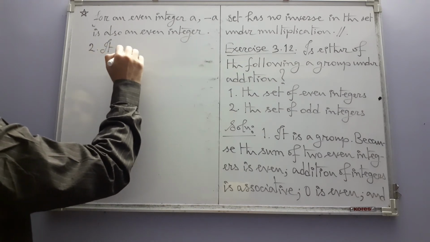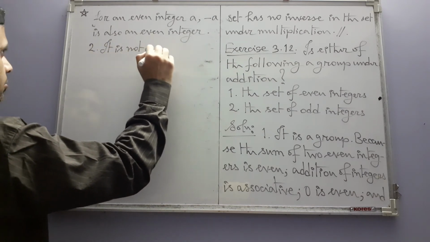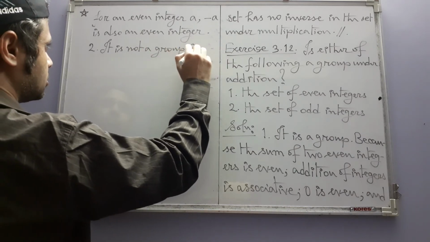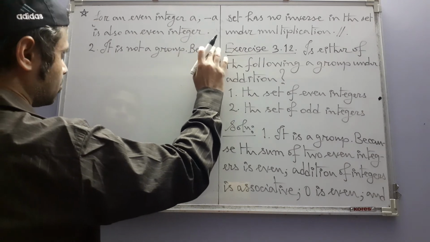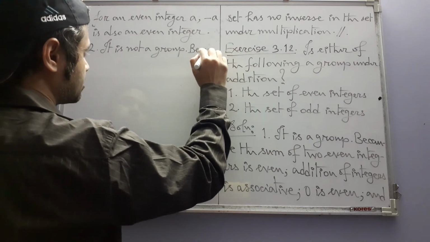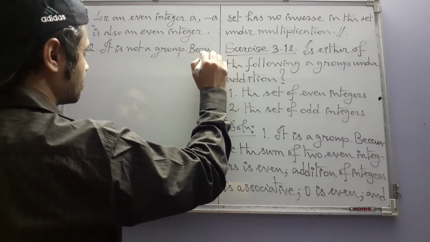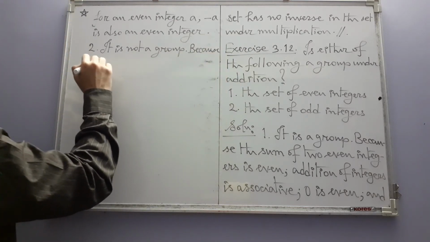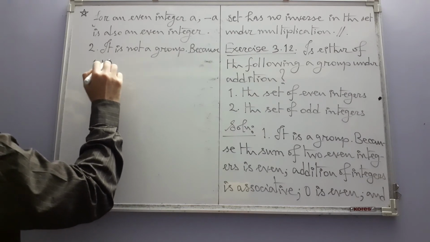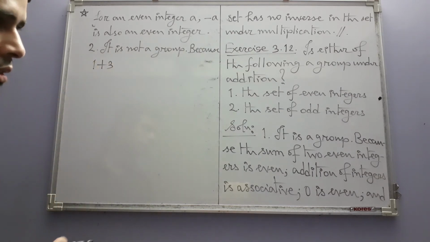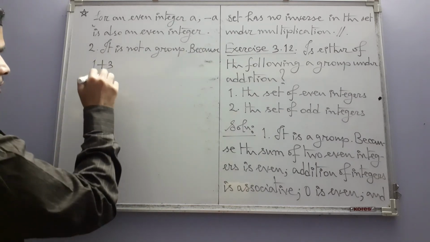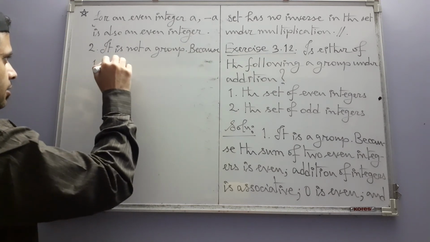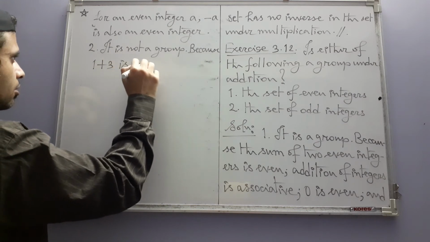It is not a group because it fails even in the first property itself. It is not even closed. If you add two odd integers, it's not an odd integer, it is even. Or we can write like this: this is not odd.